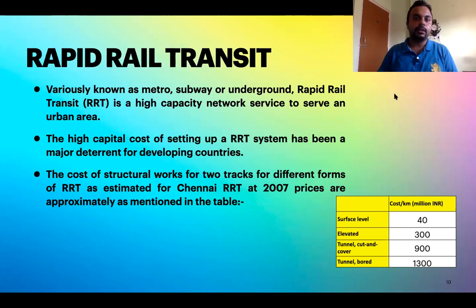Now let us discuss rapid rail transit. The rapid rail transit, also known as metro, subway, or underground rail transit, is a high capacity network service to serve an urban area. Delhi Metro Rail Corporation is a very successful example of rapid rail transport. It was initially thought that Delhi would not be able to sustain a Delhi Metro like system. Then, under the leadership of Mr. E. Sridharan, who is also known as the Metro Man of India, the Delhi Metro Rail Corporation was established. And it has proved to be one of the best in the world.